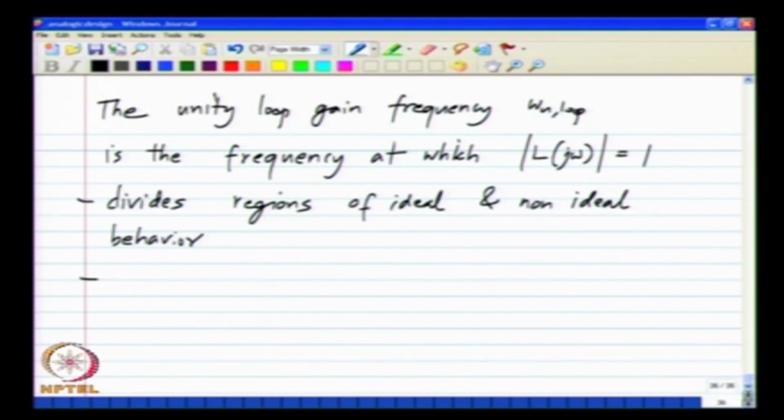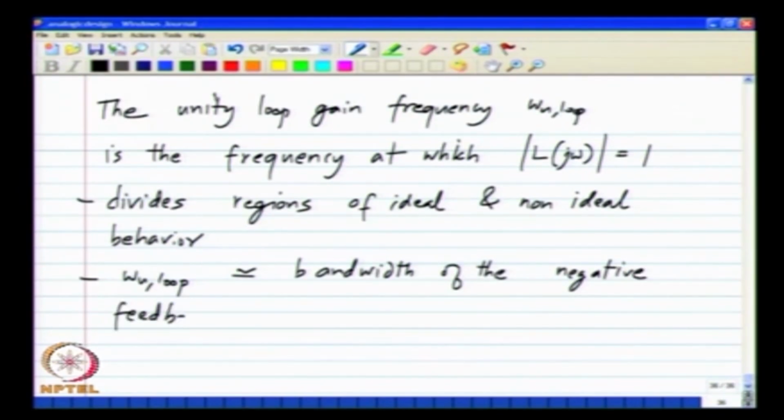and that is why omega u loop typically is the bandwidth of the negative feedback system. And for the system that we have considered so far, it is equal to omega u by k. We already know that omega u by k is the bandwidth of the system, and k by omega u is the time constant of the time domain step response.